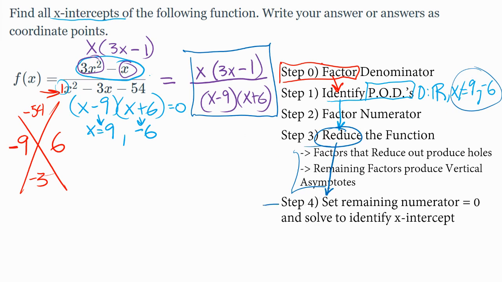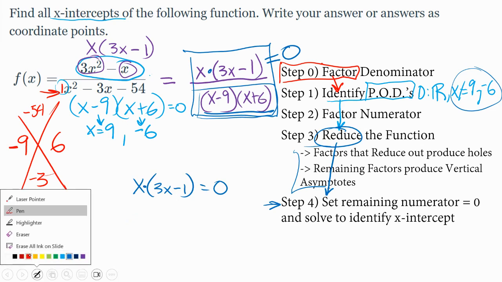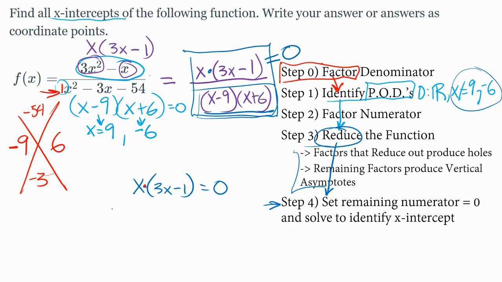The point is now, whatever's up top, which is everything, you set that equal to 0, just the top, and solve. So I had to do the work for the bottom just to identify what can't be an answer for my x-intercepts. So now what I do is I take this x times 3x minus 1 equal to 0 and solve using the zero product property. The zero product property with this x out in front, you would set that equal to 0, and it's solved.